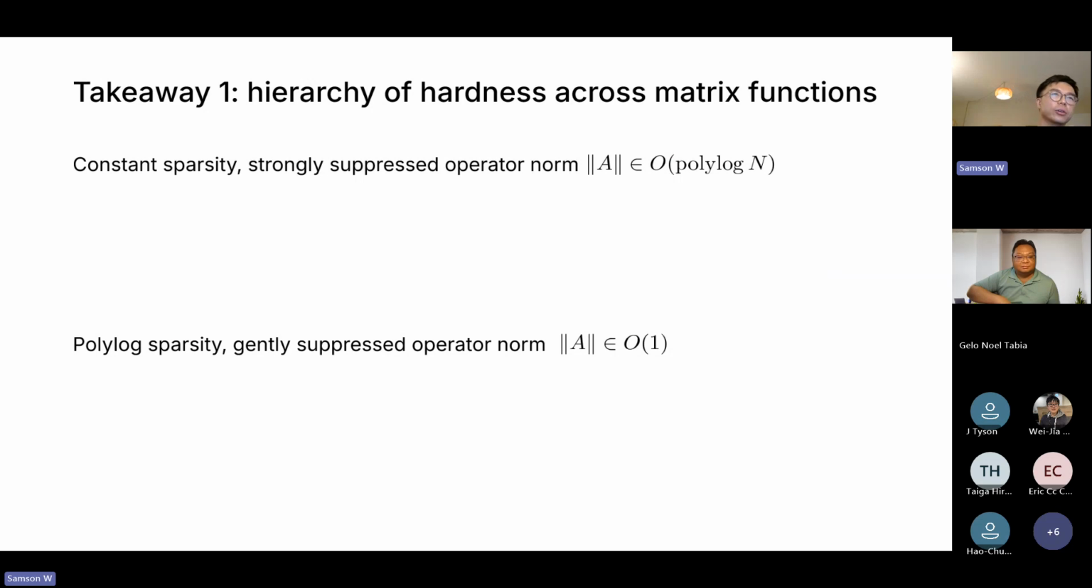So the first takeaway is that when we look at these different functions that we're thinking of, there's certainly a hierarchy of hardness across different matrix functions. And we can see this by looking at our different functions in two settings. Before I go into exactly what these settings are, if a certain parameter is not mentioned, I'll just say that we're assuming it's taken its default value, which is order polylog n, the standard assumption. So when we remark on a parameter in particular, we're just saying we're constraining it more than the normal default value. So here, we look at matrices with constant sparsity, meaning in each row there's a constant number of non-zero entries, and we have a very strongly suppressed operator norm. My apologies, there should be a 1 over polylog n here. So the operator norm is not just less than or equal to 1, it's 1 over polylog n in size.